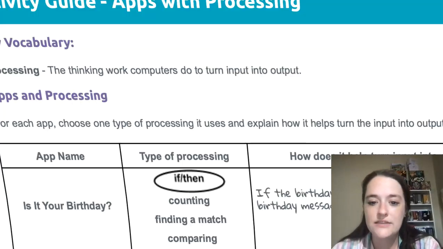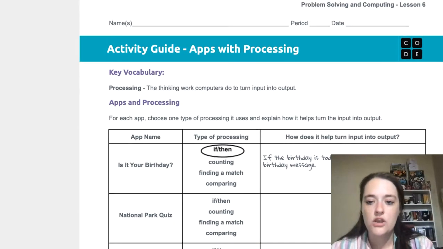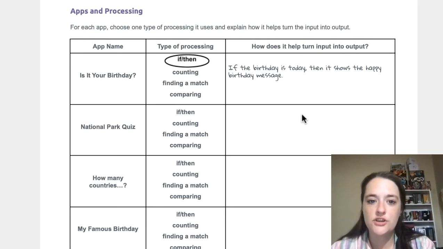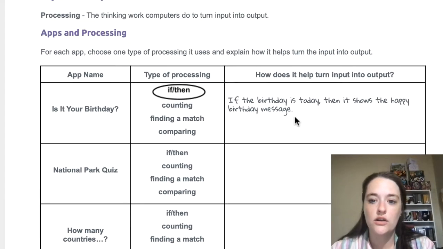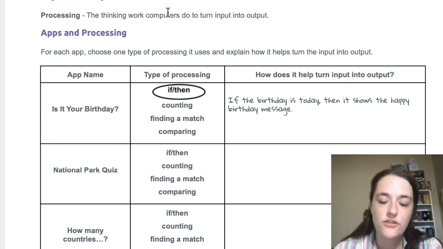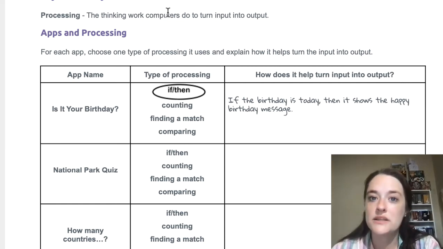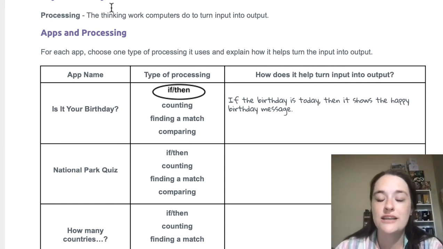Okay, let's pull up your activity guide. So this is what you're going to do for your activity guide. You've got your key vocabulary up here. Don't forget, at the end of this lesson, we're going to add this key vocabulary term and definition to our vocabulary slide in our journal, okay?